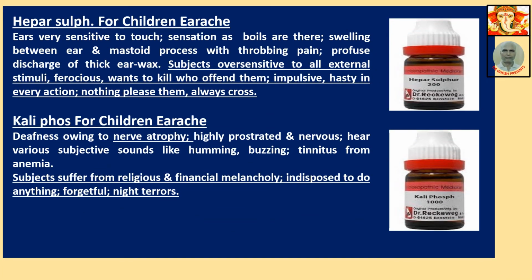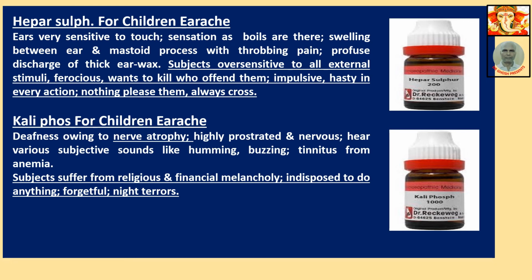Hepar sulph for children's earache. Ear very sensitive to touch. Sensation as if boils are there. Swelling between ear and mastoid process with throbbing pain. Profuse discharge of thick earwax. Not exactly pus, but earwax. Subjects oversensitive to all external stimuli. Ferocious, wants to kill those who offend them. Impulsive, hasty in every action. Nothing pleases them. Very cross.